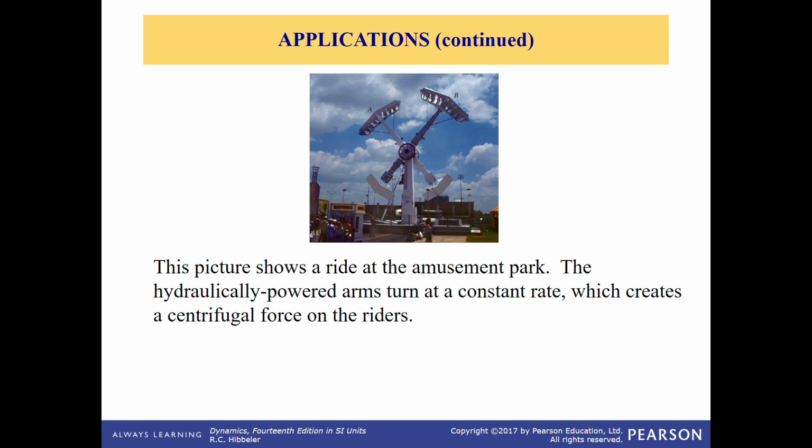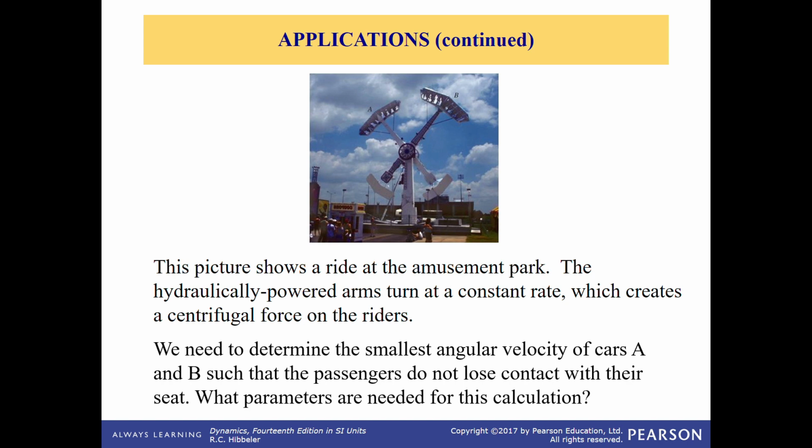Alright, another application. This picture shows a ride at the amusement park. The hydraulically powered arms turn at a constant rate, which creates a centrifugal force on the riders. So we need to determine the smaller angular velocity of cars A and B such that the passengers do not lose contact with the seats. What parameters are needed for this calculation?